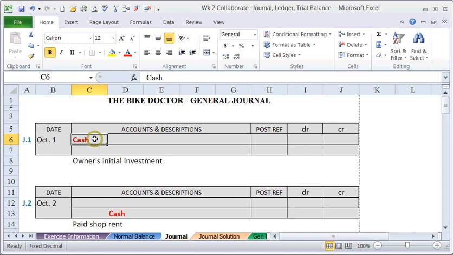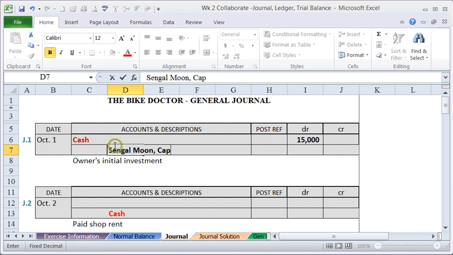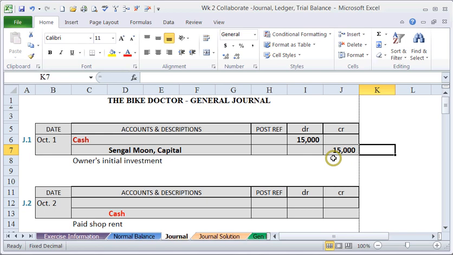So the cash account is being increased. It has a normal debit balance, so we'll increase it by recording $15,000 in the debit column. The Sengal Moon capital account has a normal credit balance, so we increase the balance in that account by recording $15,000 in the credit column.